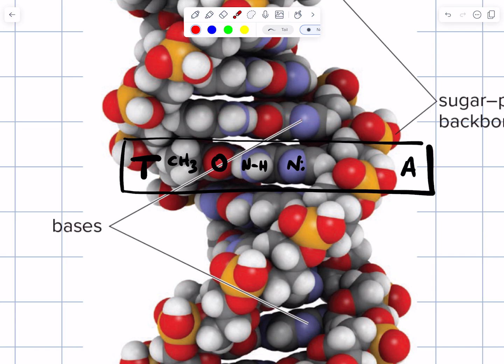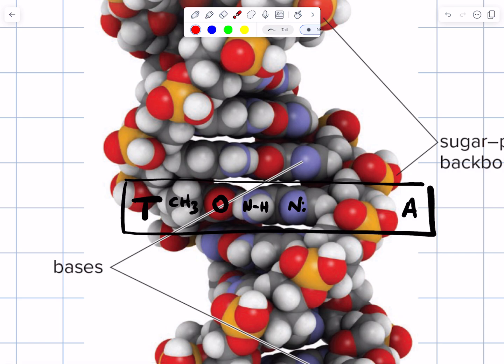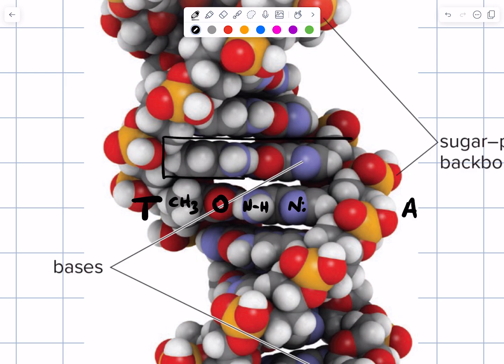Okay, let's do the one right above it. Take a minute, go look at your notes and see if you can figure out what the base pair, which I will now highlight here, is. And figure out which one's on the left and which one's on the right. Okay, got it yet?